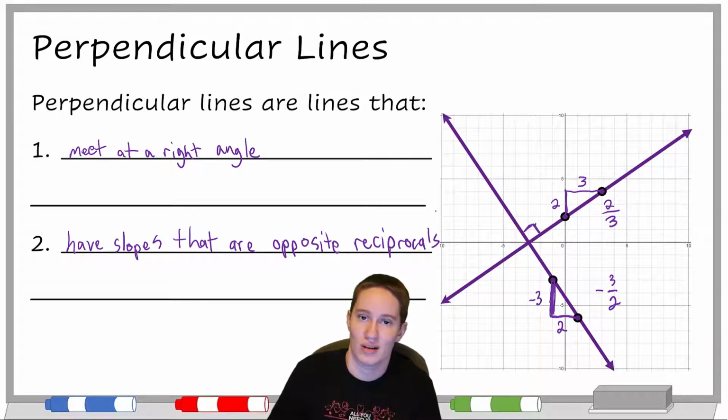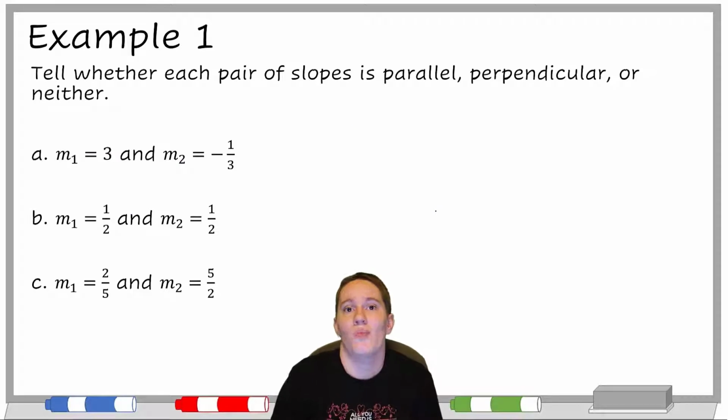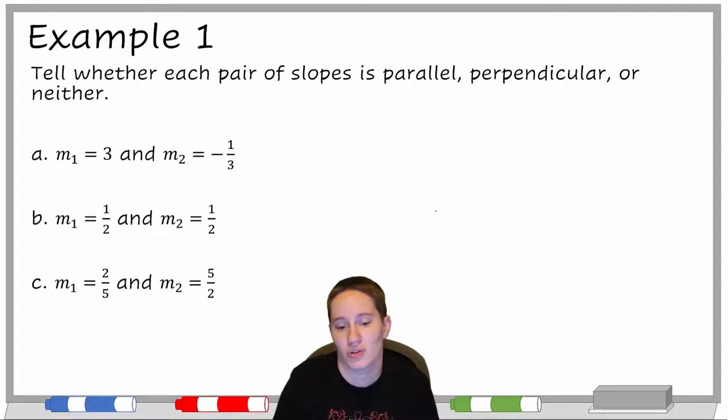So example 1: tell whether each pair of slopes is parallel, perpendicular, or neither. This is a fairly common way of asking a problem like this, and students often get tripped up by this phrasing, parallel, perpendicular, or neither. What this is saying is that you have 3 options. Either they're parallel, or they're perpendicular, or they're not either of those 2 things.